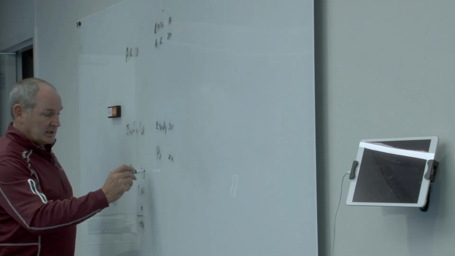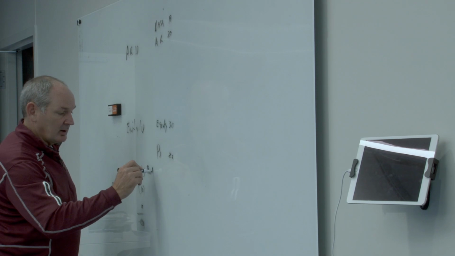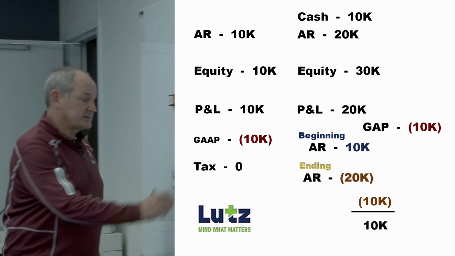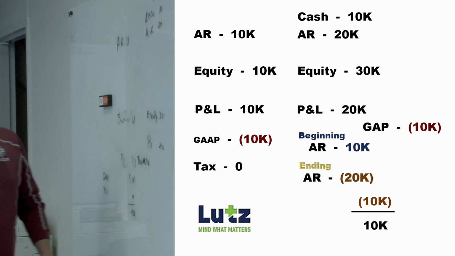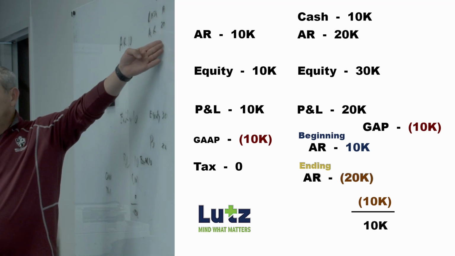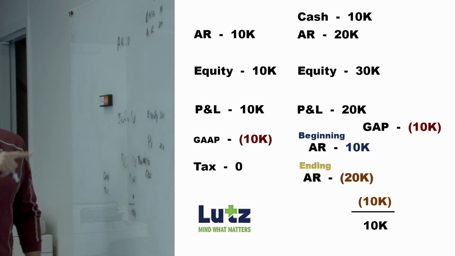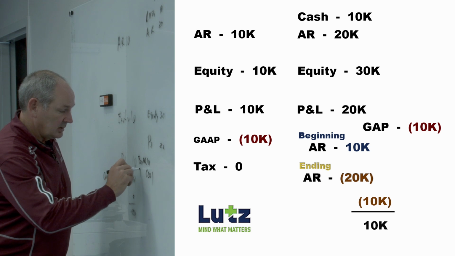The way this works for cash basis is you have a beginning AR amount. What's my beginning AR amount, Carter? 10,000. What's my ending AR amount? 20,000. So you have this fluxing or comparing the two.